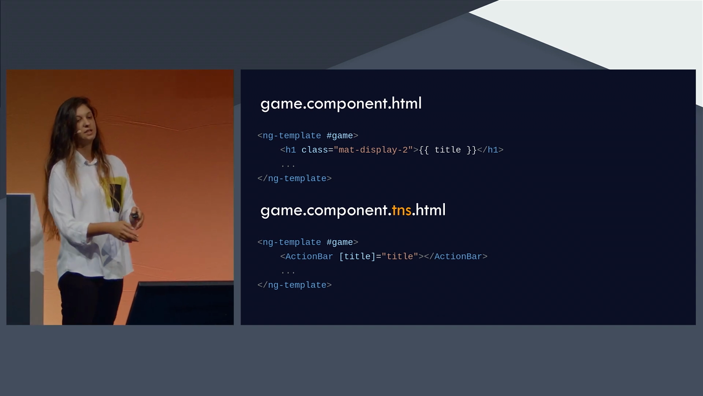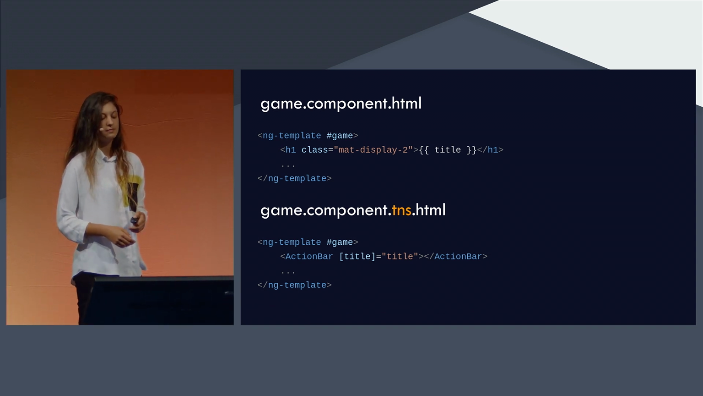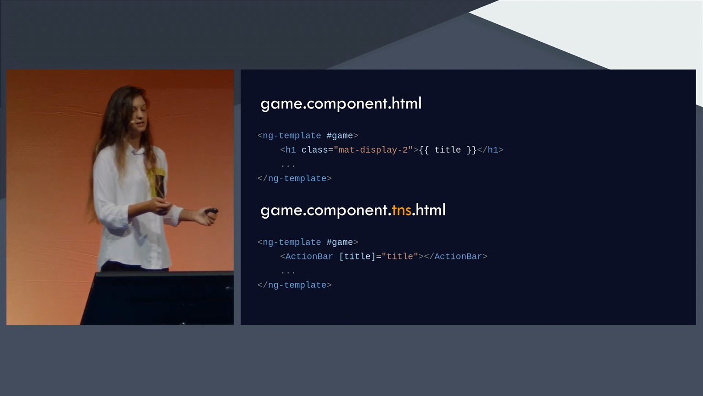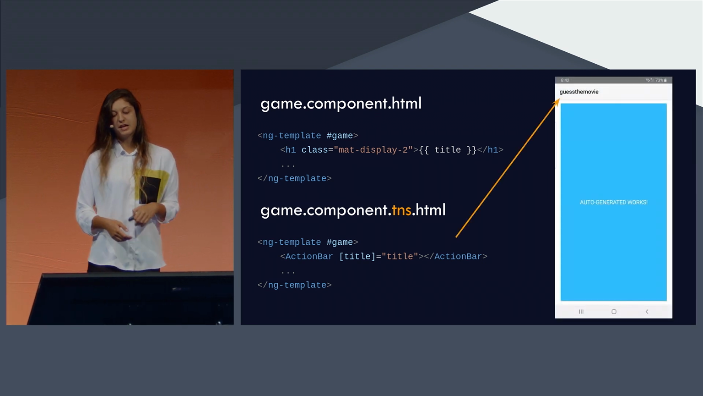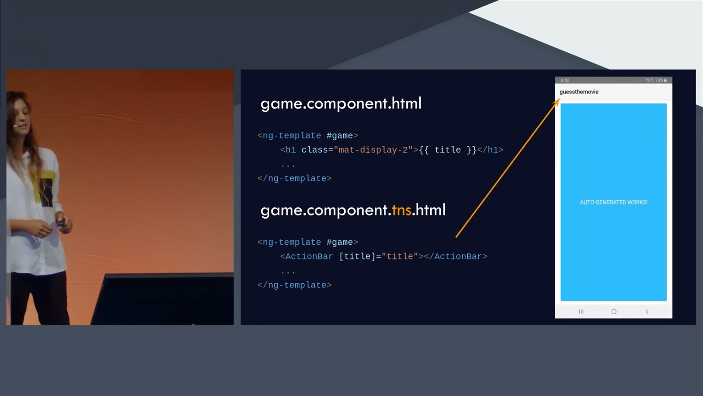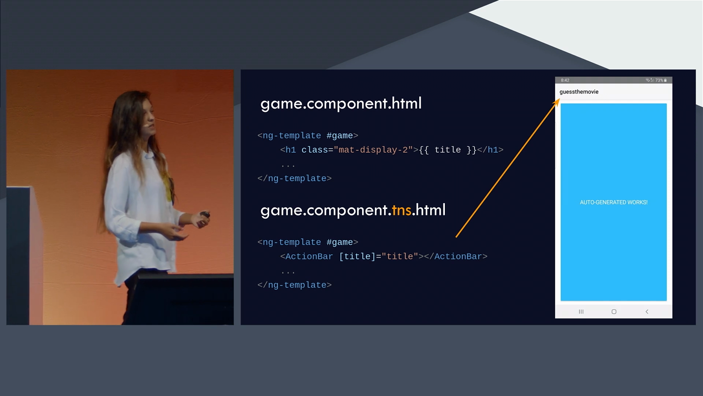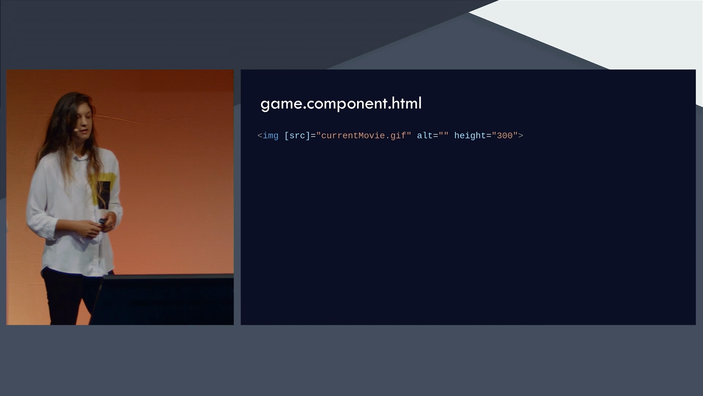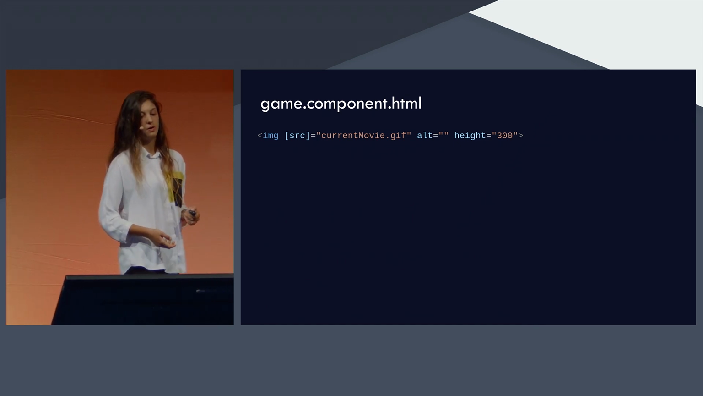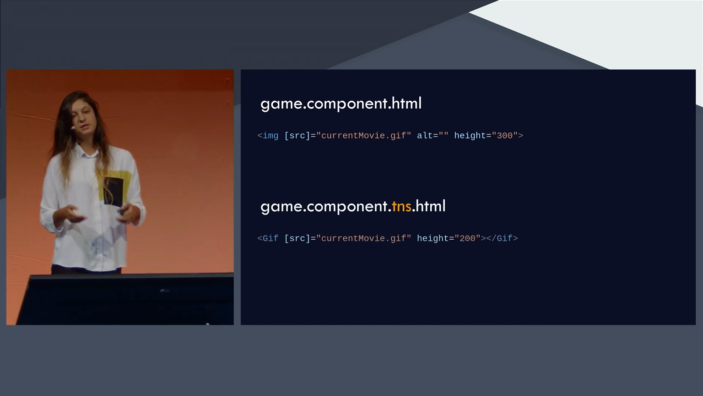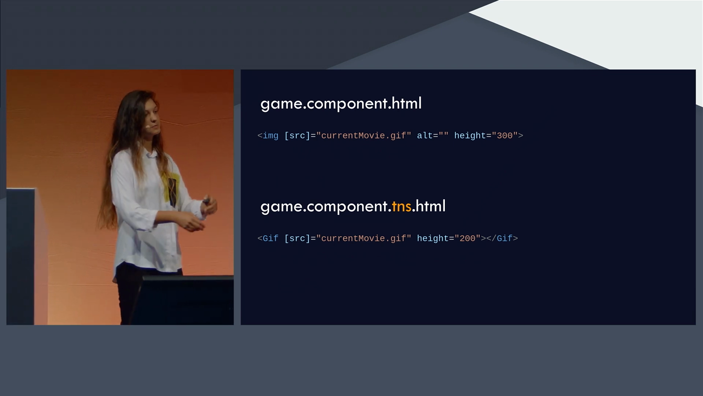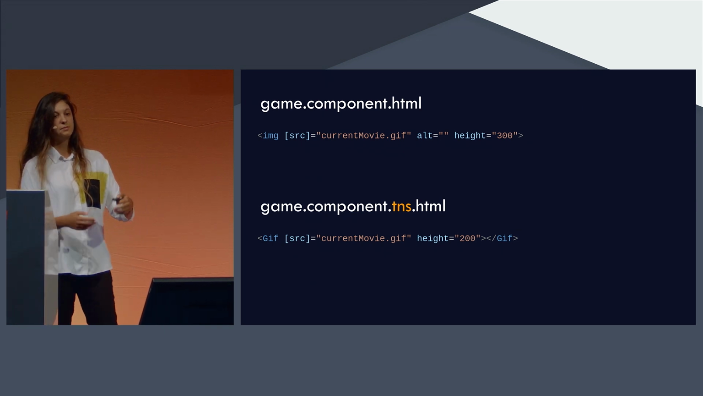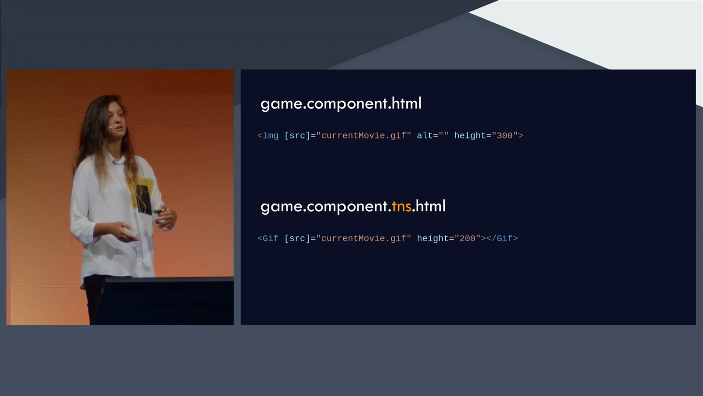We can't write between the tags, and we have to provide the text as an attribute and bind it like that. And if you're wondering what an ActionBar is, it's this thing up there. So this is how we can simply replace the h1 title. Then the image, as we saw earlier, we can replace with an image or with a GIF. The GIF comes from a NativeScript plugin for GIFs, because if we use the image tag, it's going to be just a static image, and we don't want that.